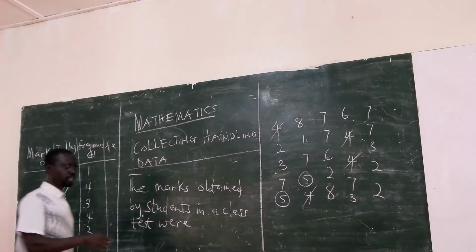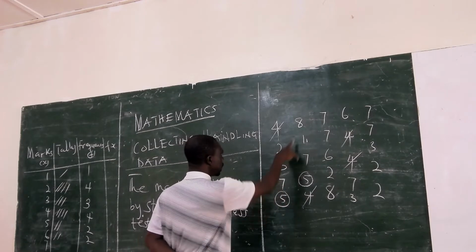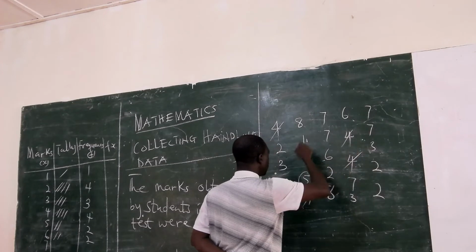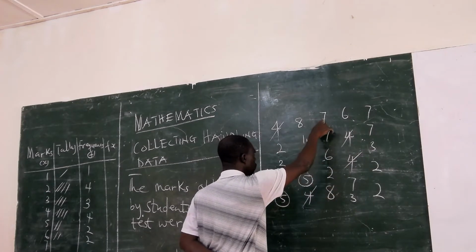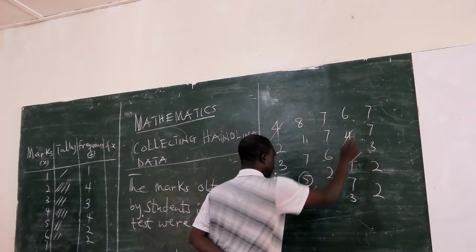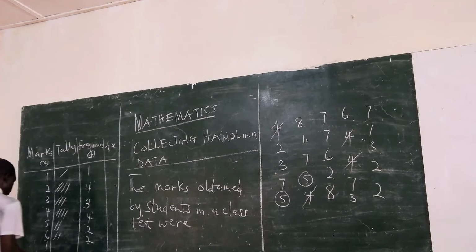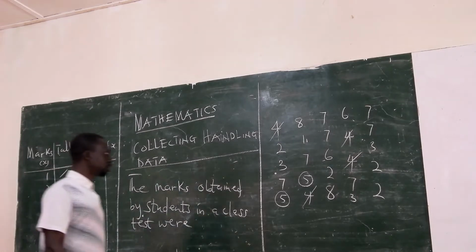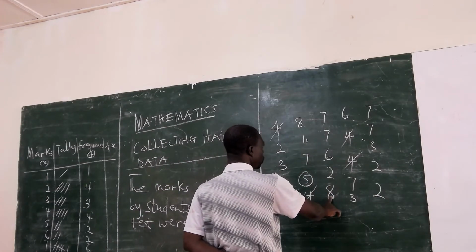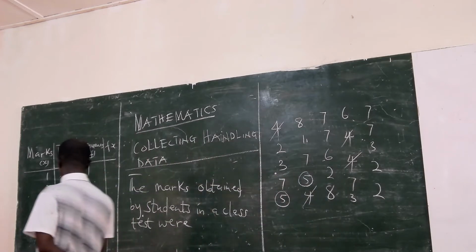And 7. 1, 2, 3, 4, 5, 6. Let's check again. 1, 2, 3, 4, 5, 6. Making 6. And let's check 8. 1, 2, so there are only 2, okay?